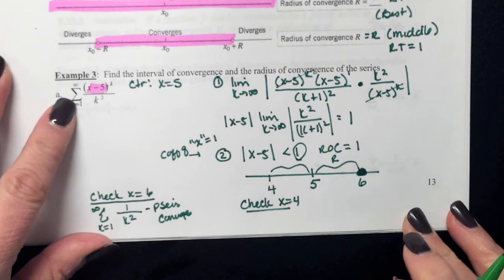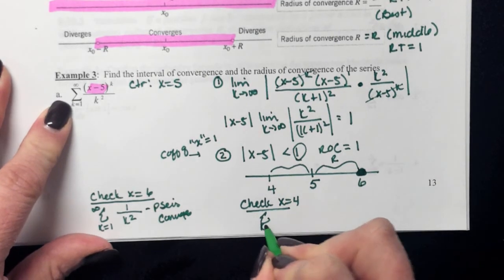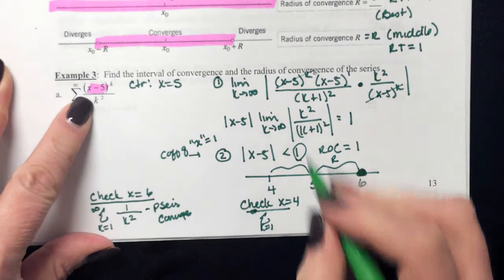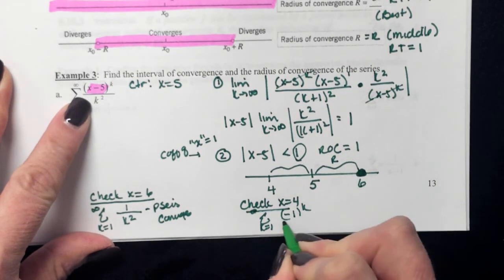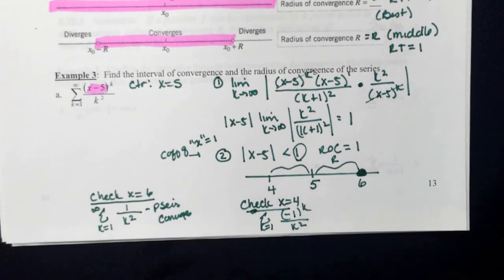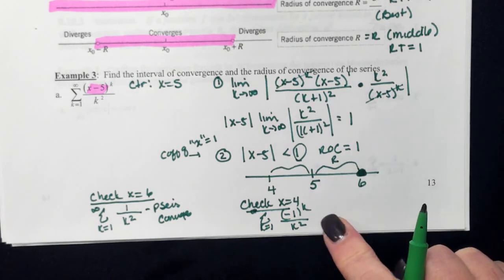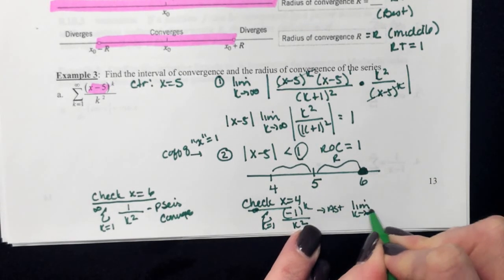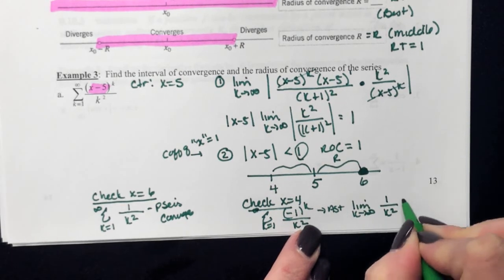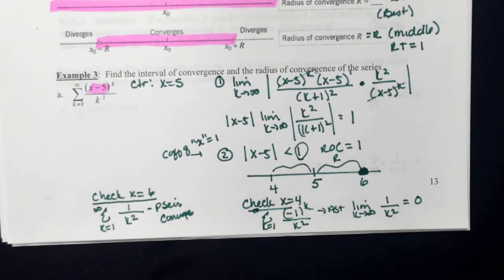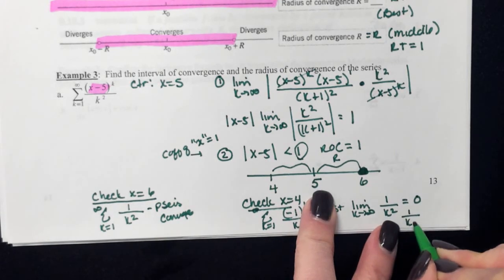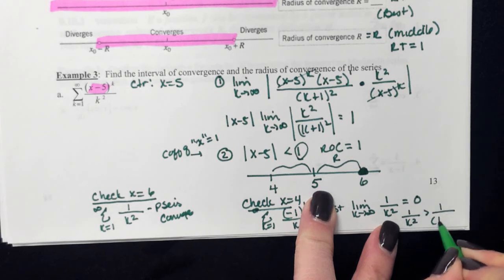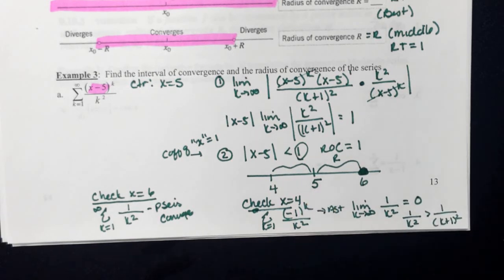So I'll plug 4 back into this particular series for x. So k is equal to 1 to infinity. Now 4 minus 5 is going to give me negative 1 to the k over k squared. What test am I going to use on this one? AST, your alternating series test. So I need to find the limit as k goes to infinity, stripping the alternator, of 1 over k squared, and that's going to be equal to 0. And again, to check that it's decreasing, 1 over k squared has to be greater than 1 over the quantity k plus 1 squared, which it clearly is.